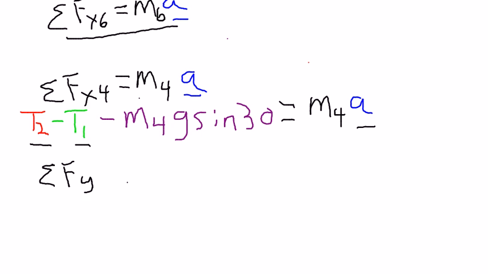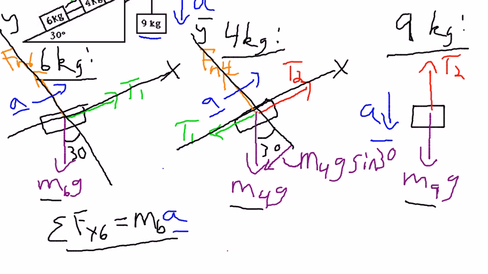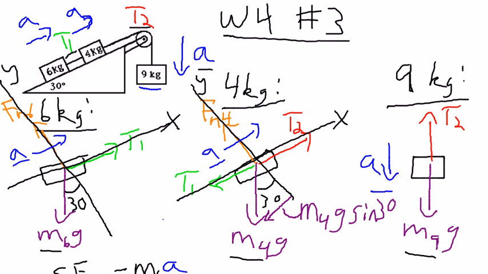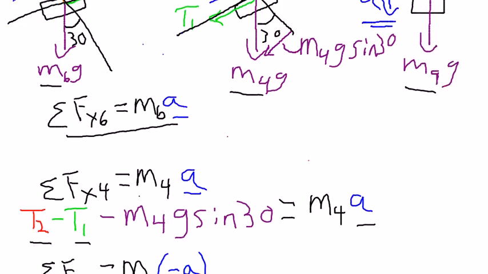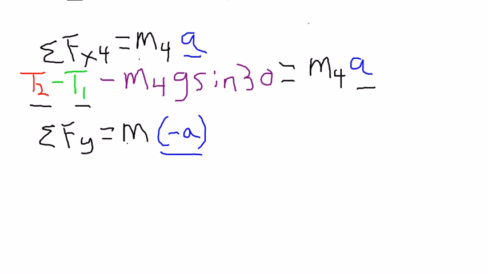So in this case, the sum of the forces in the y direction is going to be equal to mass multiplied by negative A. Why did I say negative A? Well, if we go up here, notice in order to keep all of our objects accelerating in the same direction as we drew up here, that must mean that our 9 kilogram block is accelerating down in the negative y direction. So when we sum our forces in the y direction, in the positive y direction we will have T2 pulling it up.